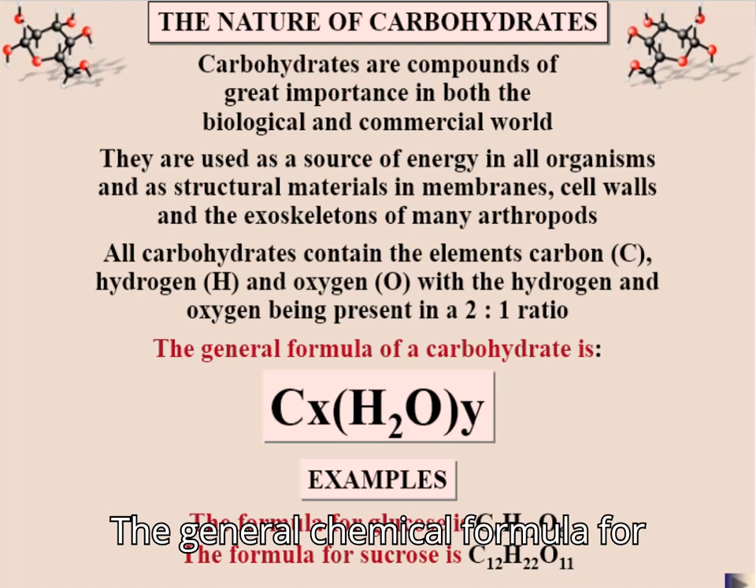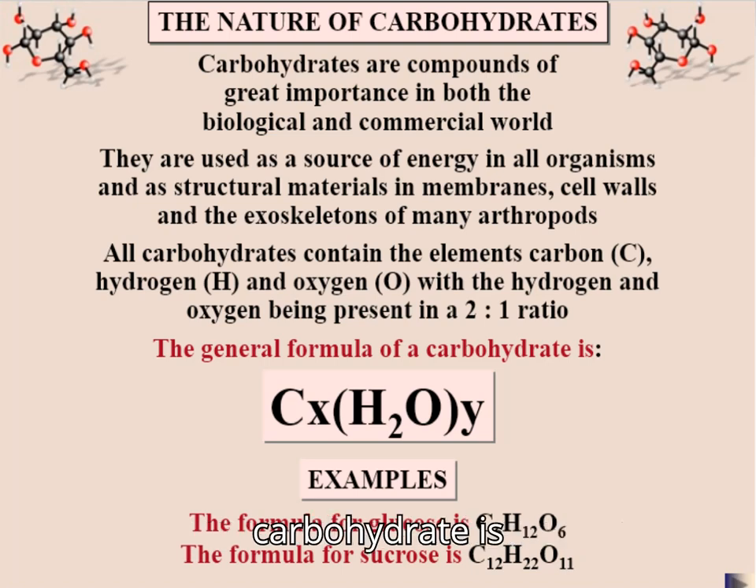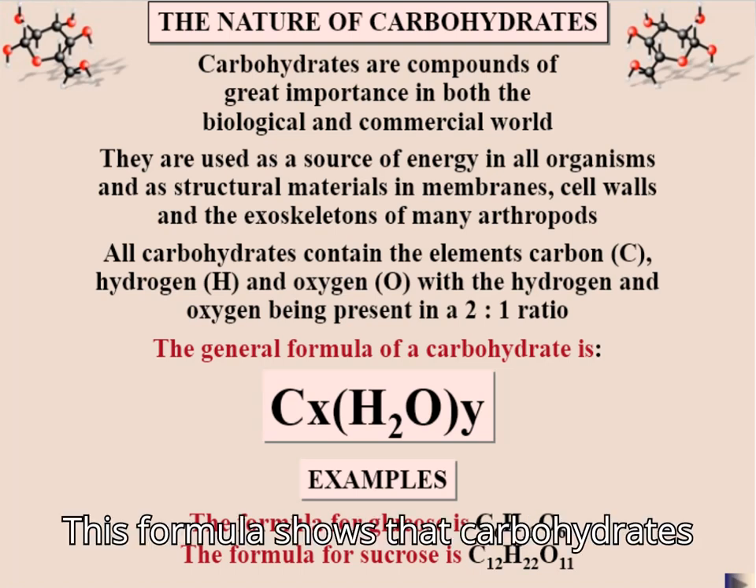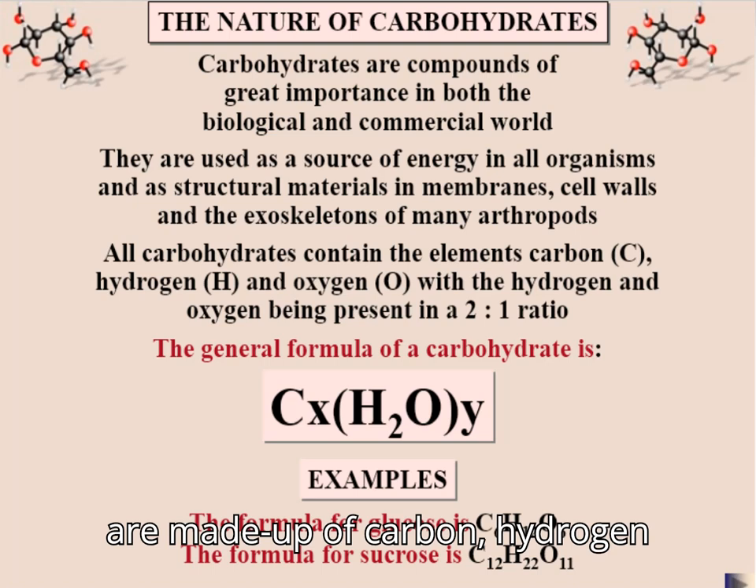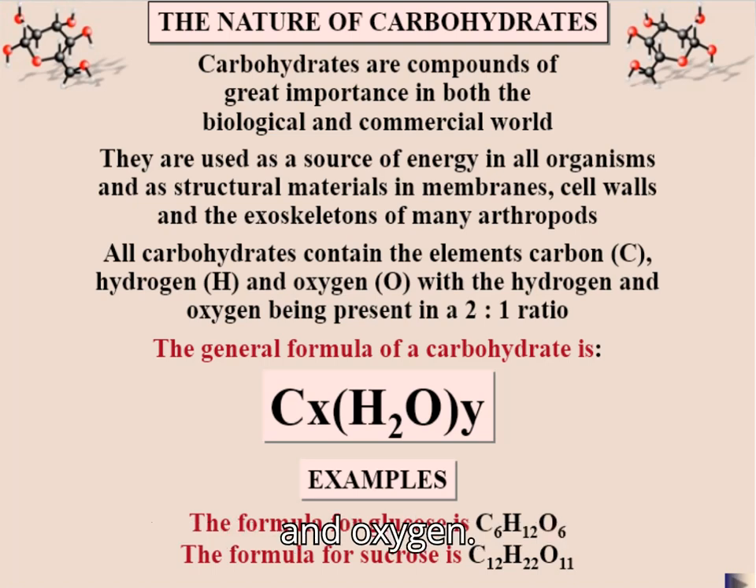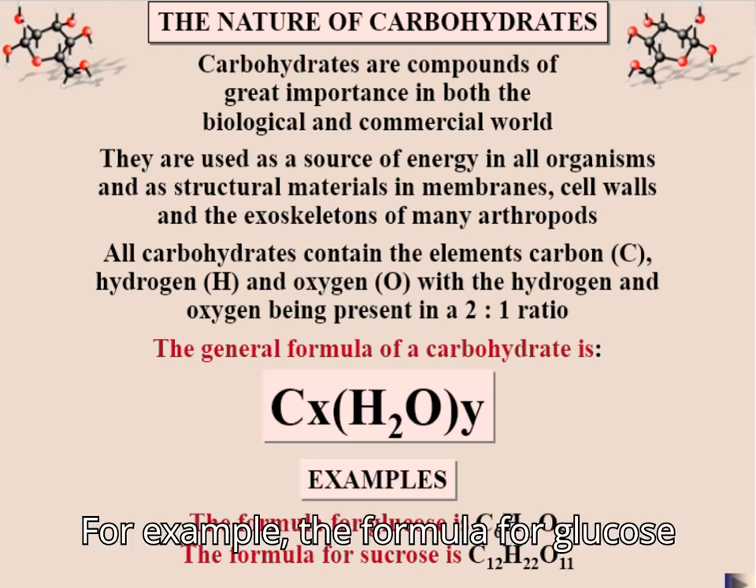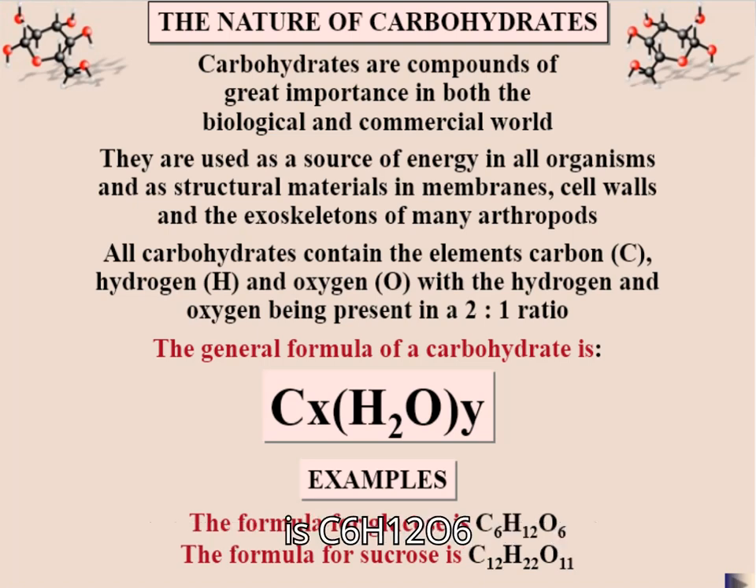The general chemical formula for carbohydrate is CxH2Oy, where x and y are numbers. This formula shows that carbohydrates are made up of carbon, hydrogen, and oxygen. For example, the formula for glucose is C6H12O6. The formula for sucrose is C12H22O11.